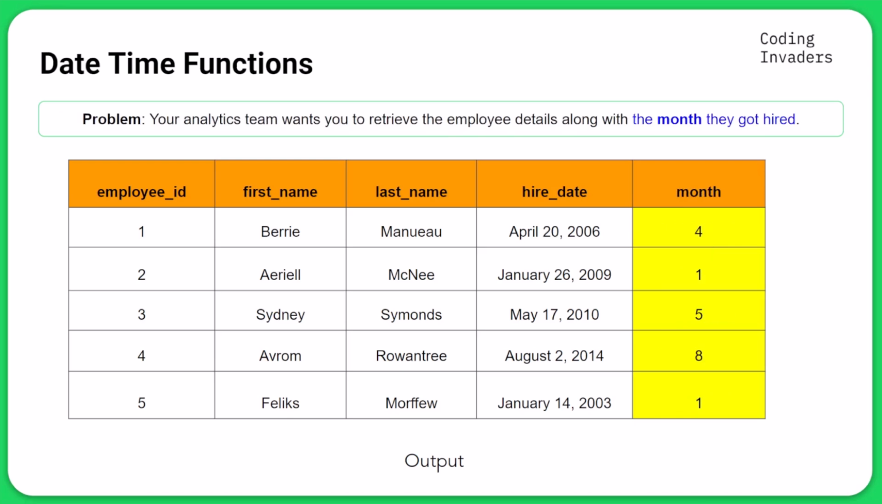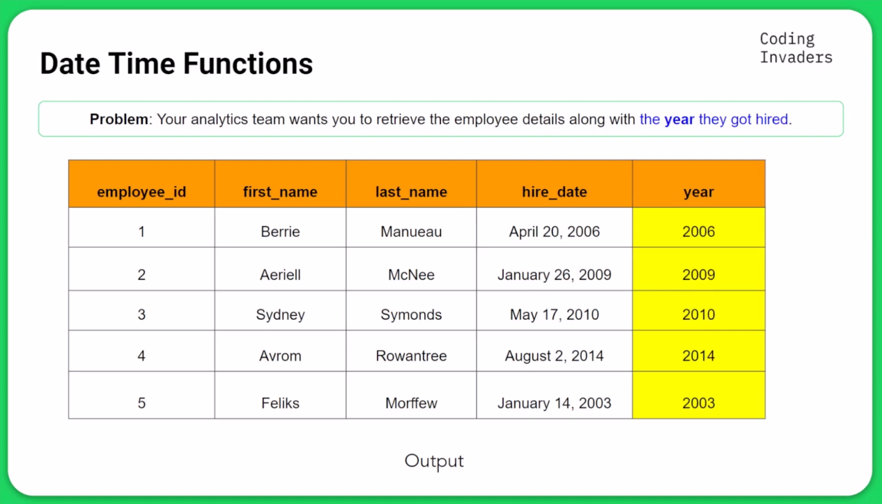Now let's say there is a slight modification of the problem. Your analytics team wants to retrieve the employee details along with the month that they got hired. So instead of date, now we want to fetch month. We can return month using a very intuitive month function. Within this function, we provide a date column, which is hire_date. Because for April the month number is 4, it returns 4. January, month number is 1, it returns 1. Similarly for other rows. Also, we can return the hire year as shown within this table.